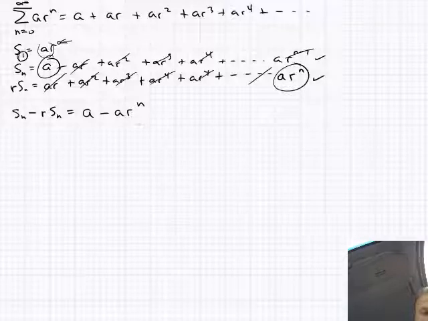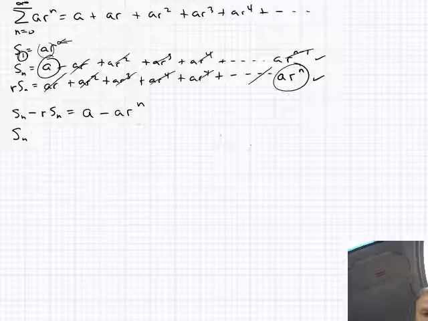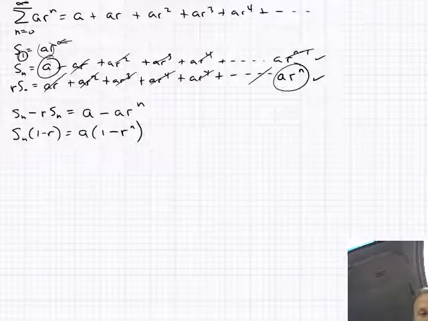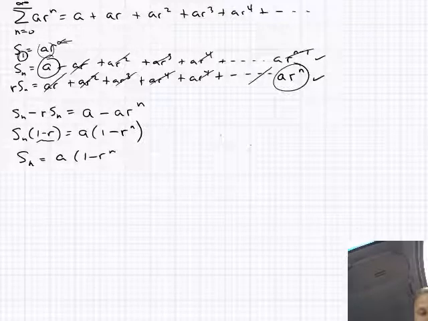Then I'm going to factor out S sub n on this side and be left with 1 minus r. On this side, I'm going to factor out an a. I'm left with 1 minus r to the n. I'm going to divide by 1 minus r, and I get S sub n equals a times 1 minus r to the n over 1 minus r.